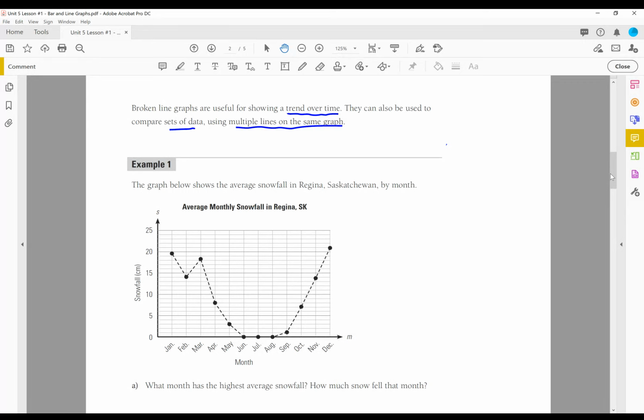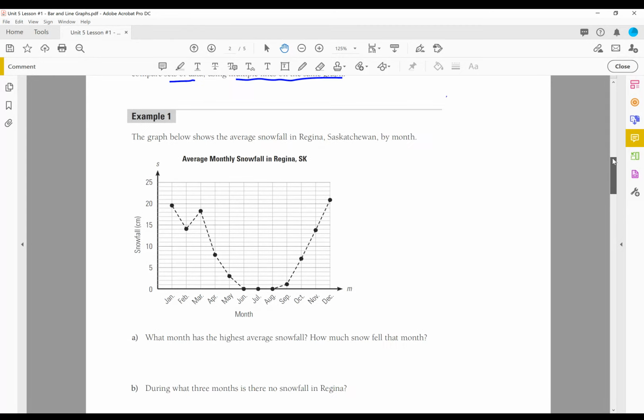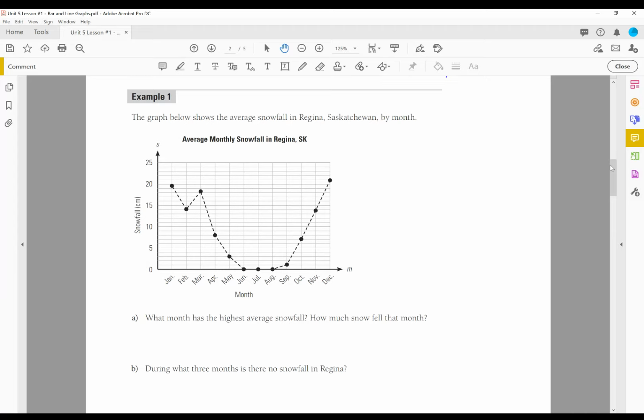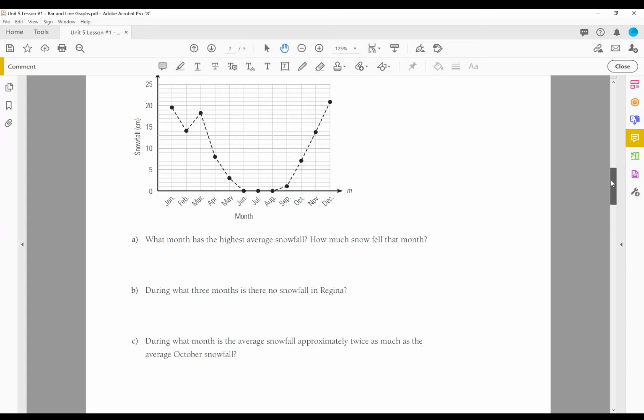So sometimes we'll have a line graph. I don't have one in example 1 here, but sometimes we'll have a line graph that has more than one line on it, and we can use it to compare. So for example 1, I have the same graph that I was talking about, the average monthly snowfall in Regina, Saskatchewan. And here's some examples of questions that you will be expected to answer with this graph.